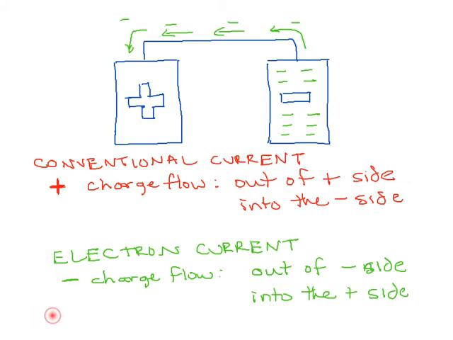Electron current is maybe slightly preferable just because we know that in most electric currents, in most electronic devices, the charge carriers really are electrons. And so this is the direction the particles are really flowing. But pretty much every kind of analysis you're ever going to do, you can just as easily use conventional current flow and it will work fine.